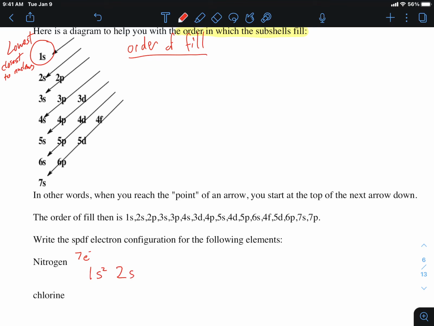2s, s's hold 2. After that, we start a new arrow. The next sublevel is 2p. So how many electrons do you think we fill or we write above the p? Okay, so if you said 3, then you are right, because we only have a total of 7 electrons. And so you only write this as far as how many electrons you have. So this is done.